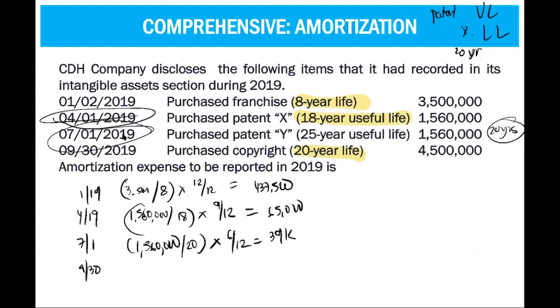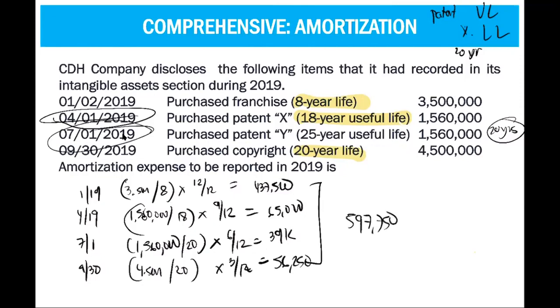September 30, we have 4.5 million divided by 20 years. September 30 to December is October, November, December, 3 months. So 4.5 million divided by 20 times 3 over 12 will give us 56,250. So the total amortization, 437,500 plus 65,000 plus 39,000 plus 56,250, we have 597,750.